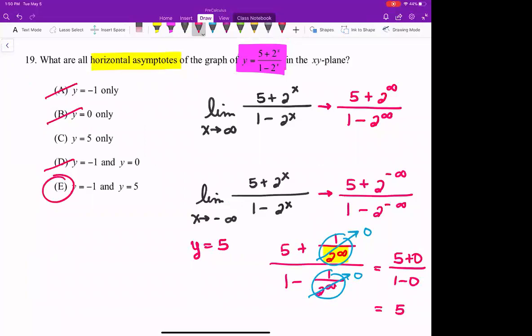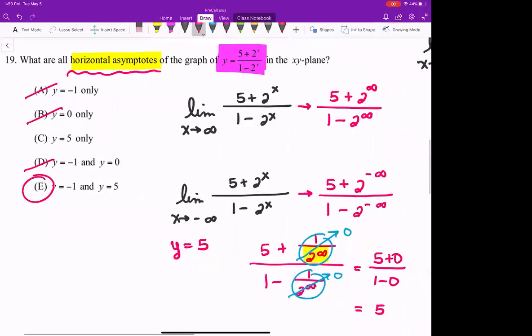But for you guys, I really just wanted you to think of that fact that horizontal asymptotes are the same thing as a limit. That's why this was a calculus question. Okay.